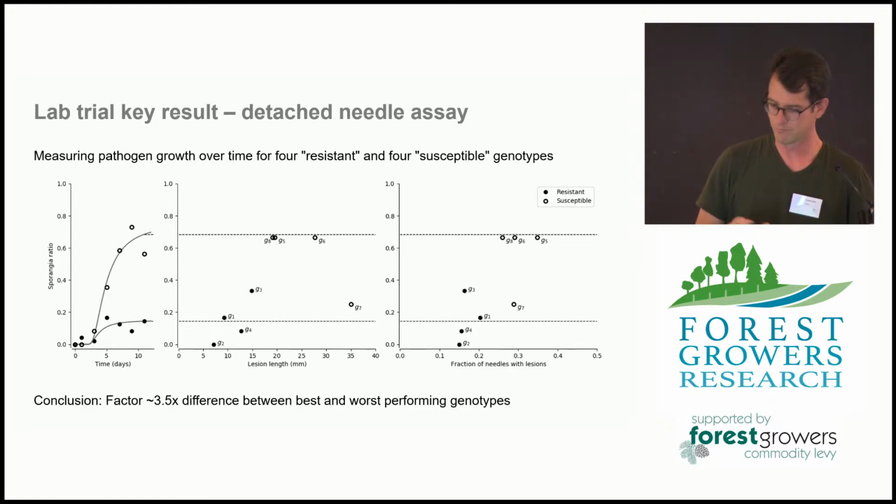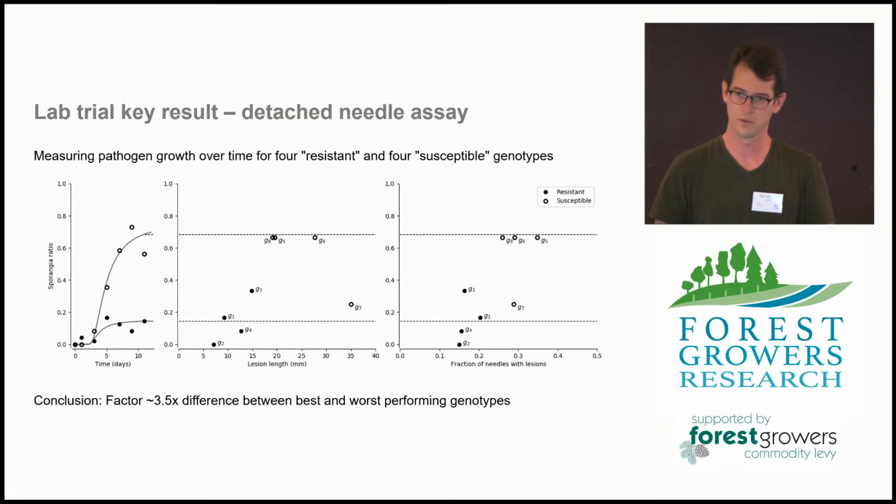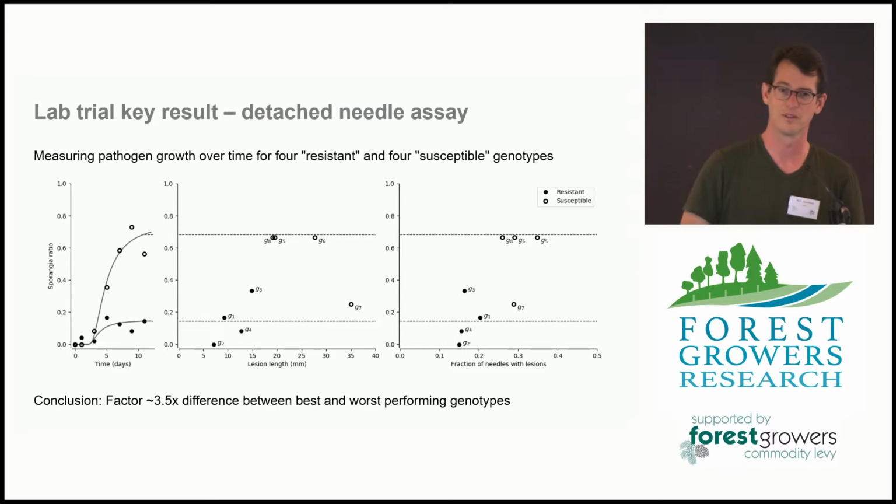And basically, what you see on the left plot is sporangia, which is actually the spores that grow back out of a needle as a function of time. So you see that in the pre-screening, the susceptible genotypes were 3.5 times worse in terms of spores coming back out than the resistant ones. So that number, 3.5, is then the only number we take along and put into our integrated model.